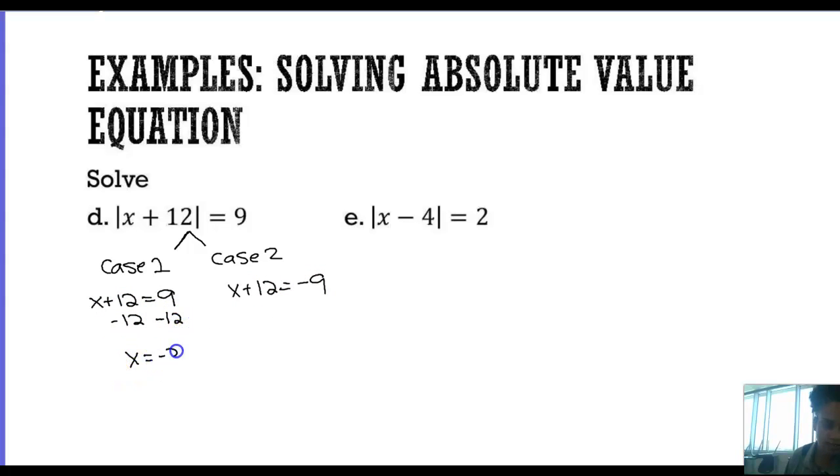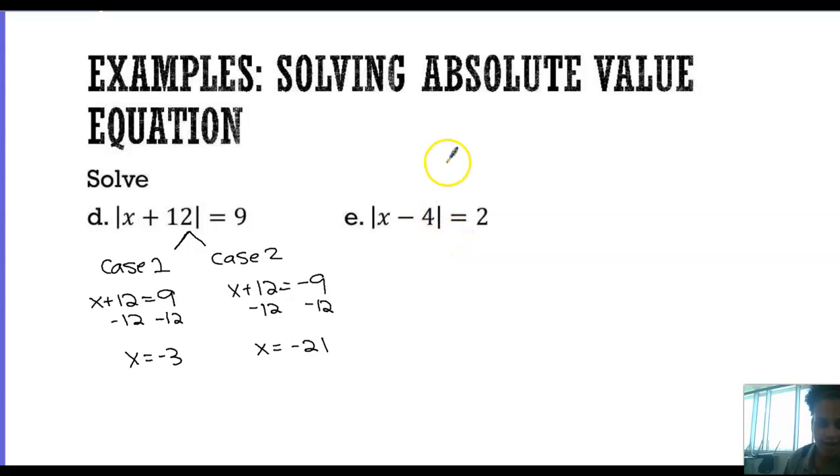So x equals -3. And I'm going to subtract 12 again because that's the inverse operation. And that's going to give me -21. Again, plug it in, check it, see if it makes sense. If it does, you're good to go.